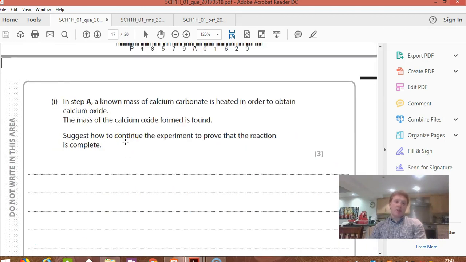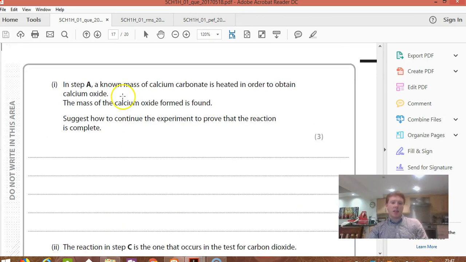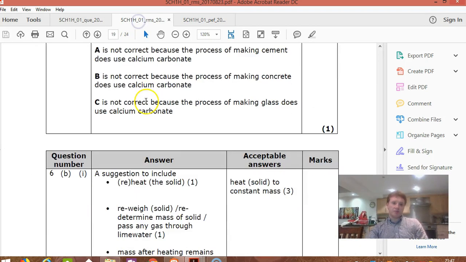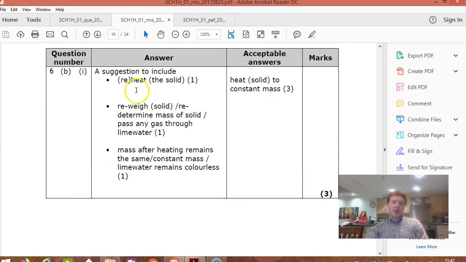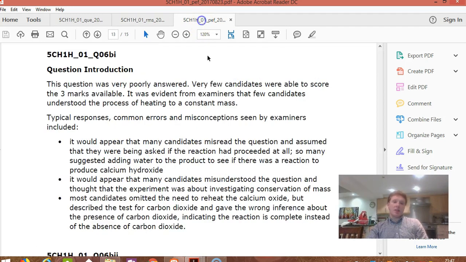6b part A. In step A, a known mass of calcium carbonate is heated in order to obtain calcium oxide. The mass of calcium oxide formed is found. Suggest how to continue the experiment to prove that the reaction is complete. Go. Right, you reheat the solid, reweigh the solid. If the mass remains the same, then it's fine.